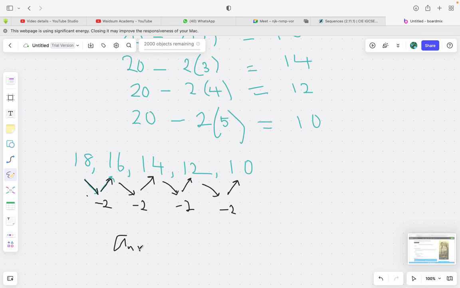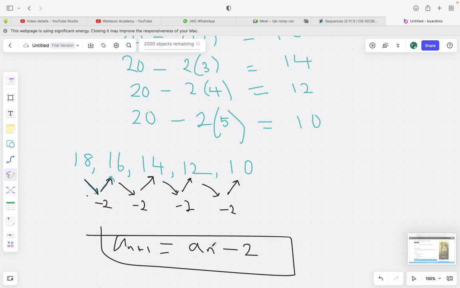a_(n+1) will be equal to a_n minus 2, because the common difference is negative 2. This will be the formula for the term-to-term rule: a_n, whatever a_n is, minus 2.